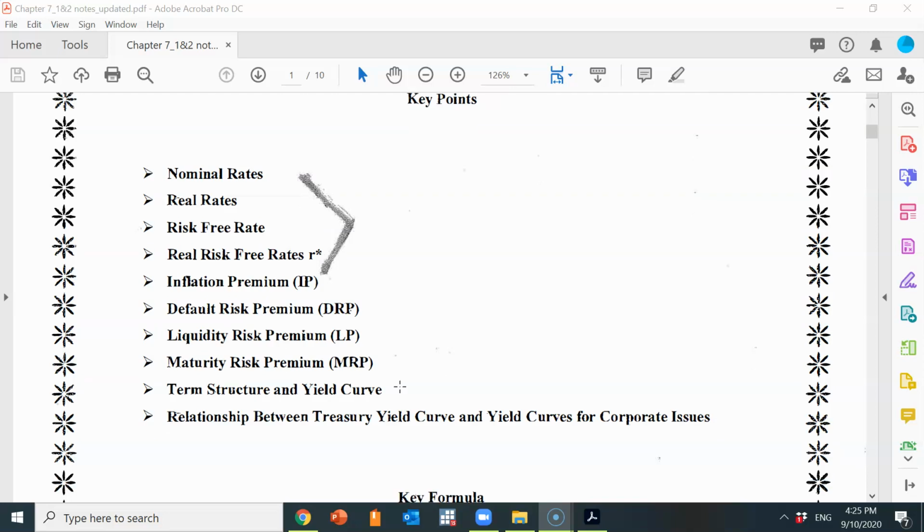And finally in class 2, we will talk about term structure and yield curve, which is the relation between the T, the year, and the interest rates. And yield curve is the graph for term structure. We will also talk about the relationship between Treasury yield curve and yield curves for corporate issues.